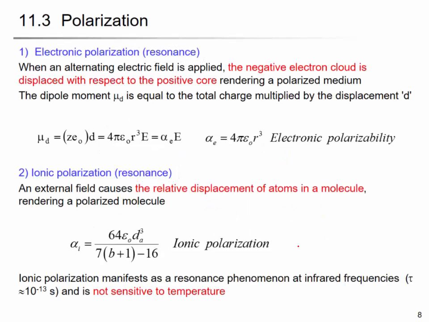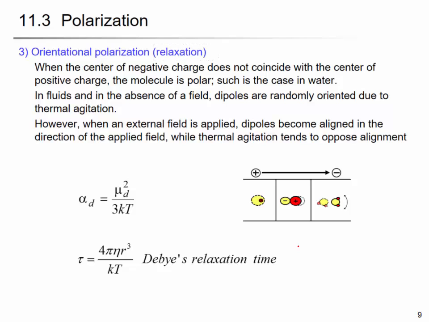And I think it's the same. The electronic polarization and ionic polarization both show the resonant type of behavior. I think we've seen, so qualitatively I explained it. And the last one is the orientational polarization, which shows the relaxation type of behavior.